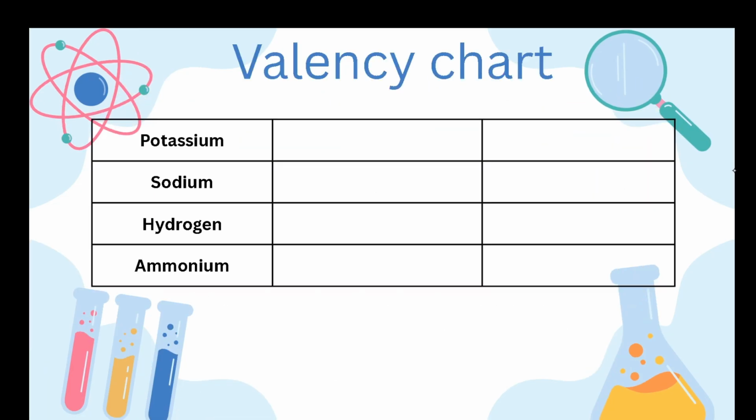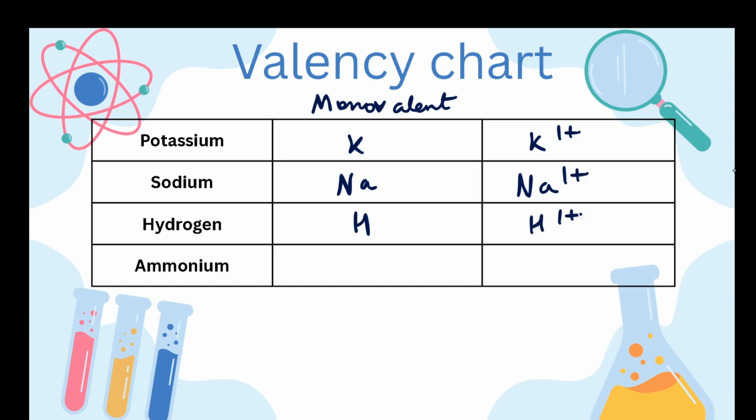Now coming to the valency chart. The valency chart is very important, you have to learn it, because if you don't learn the valency chart, then it becomes difficult to frame the chemical formula. So this definitely you have to learn. Potassium, symbol K, valency is 1 plus. Here we are seeing all the monovalent valencies. Sodium, symbol Na, its valency is 1 plus. Hydrogen, symbol H, its valency is 1 plus, and the ammonium ion is NH4 and its valency is also 1 plus.